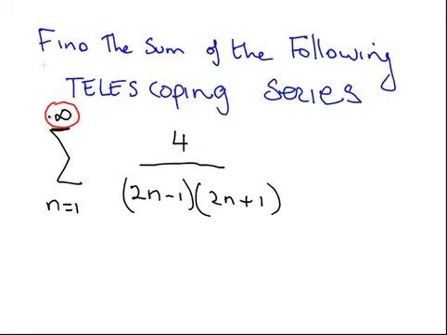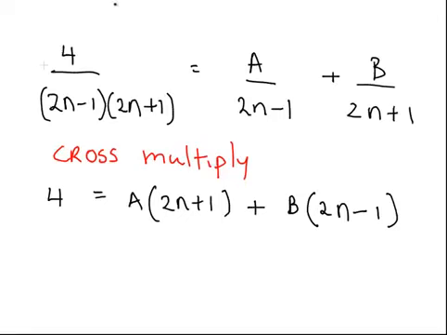What we're going to do here is restructure this expression. This is the main component here: 4 over 2n minus 1 times 2n plus 1. We're going to split it up into two separate fractions, a over 2n minus 1 and b over 2n plus 1. Now this bit I'm going to go through very quickly.